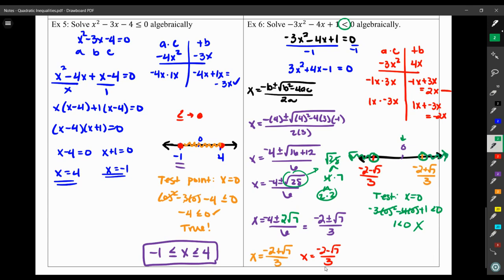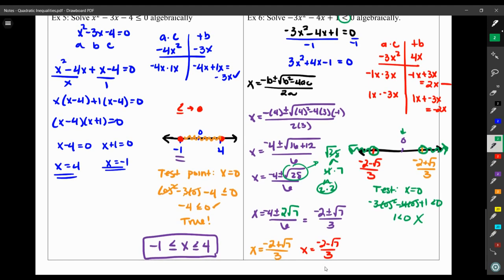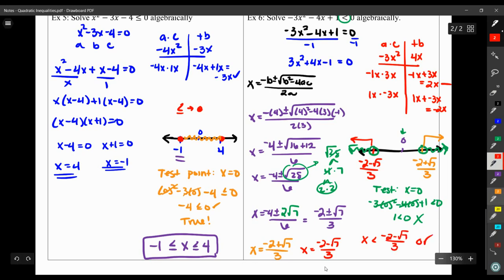They are not inside. Since the shading is outside the boundary points, we have to write two separate inequalities. We're going to write one inequality for the red shading and one inequality for the orange shading. For the red, since it's shaded to the left of that boundary, it's x's that are less than negative 2 minus square root of 7 over 3. Or, for the orange one, because the shading is to the right, it is x greater than the boundary point of negative 2 plus square root of 7 over 3.